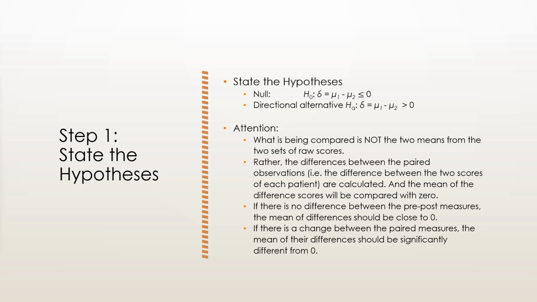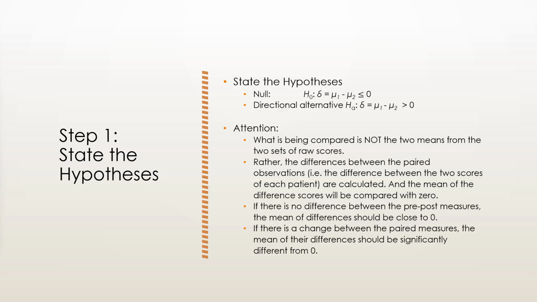Before we move forward, it's important to understand that what's being compared is not the two means calculated from the two sets of raw scores. Rather, the differences between the paired observations, that is, the difference between the two scores of each patient, are calculated. The mean of the difference scores is then compared with 0.